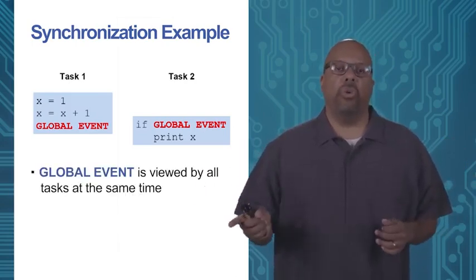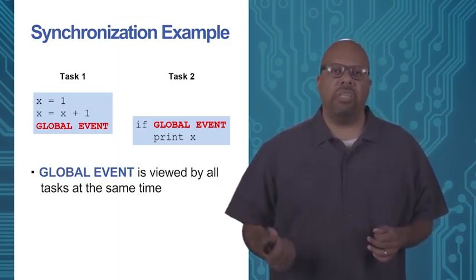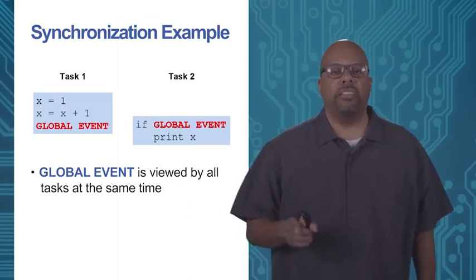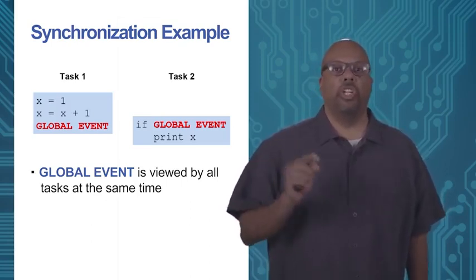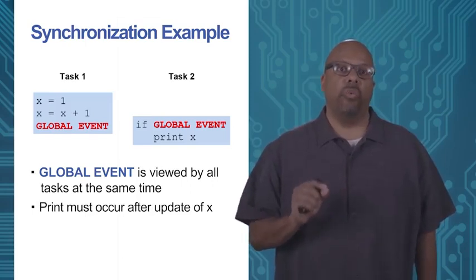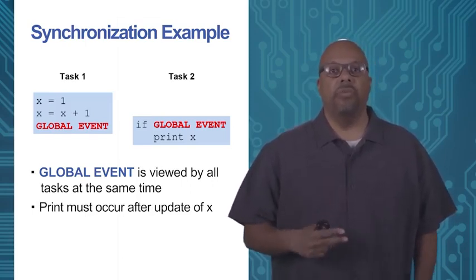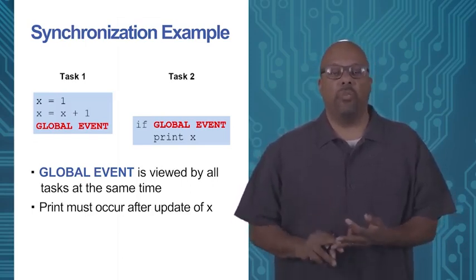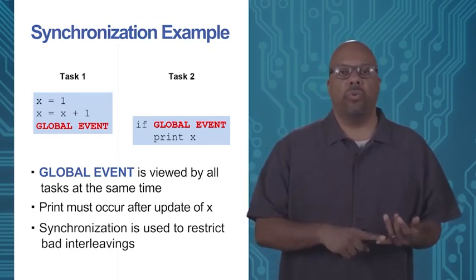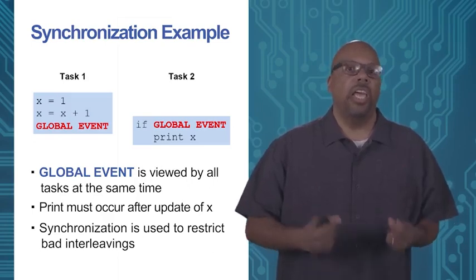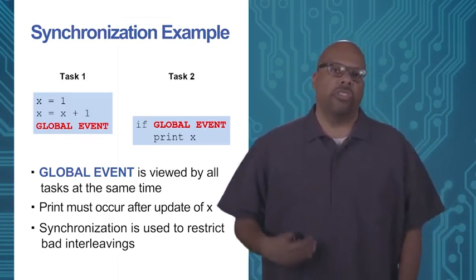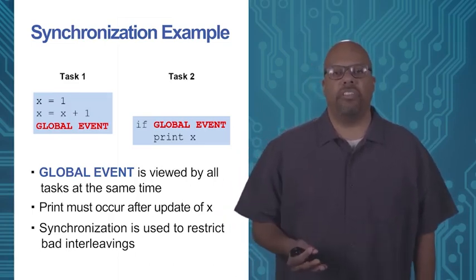And in task number 2, it says if the global event has happened, then print x. So what happens here is that print x in task 2 can't happen until the global event has happened in task 1. So that has restricted away some of the possible interleavings. Now the print x has to wait until after x equals x plus 1. You can see that x equals x plus 1 has to happen first before the global event, and print x has to happen after the global event, and so the ordering is restricted. So this is an example of synchronization.